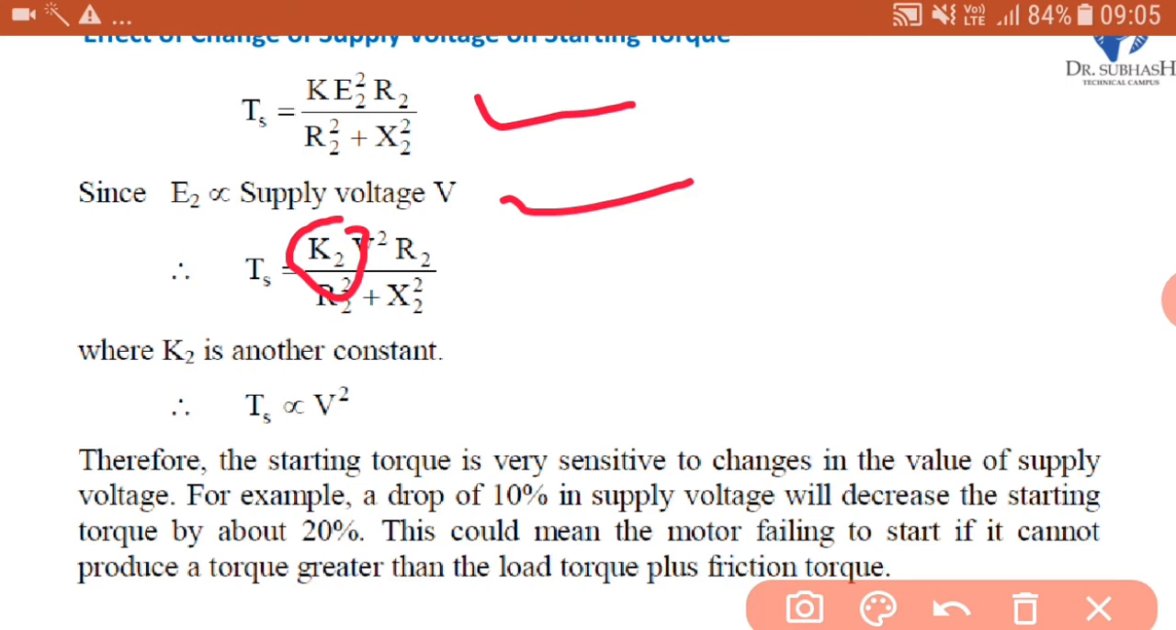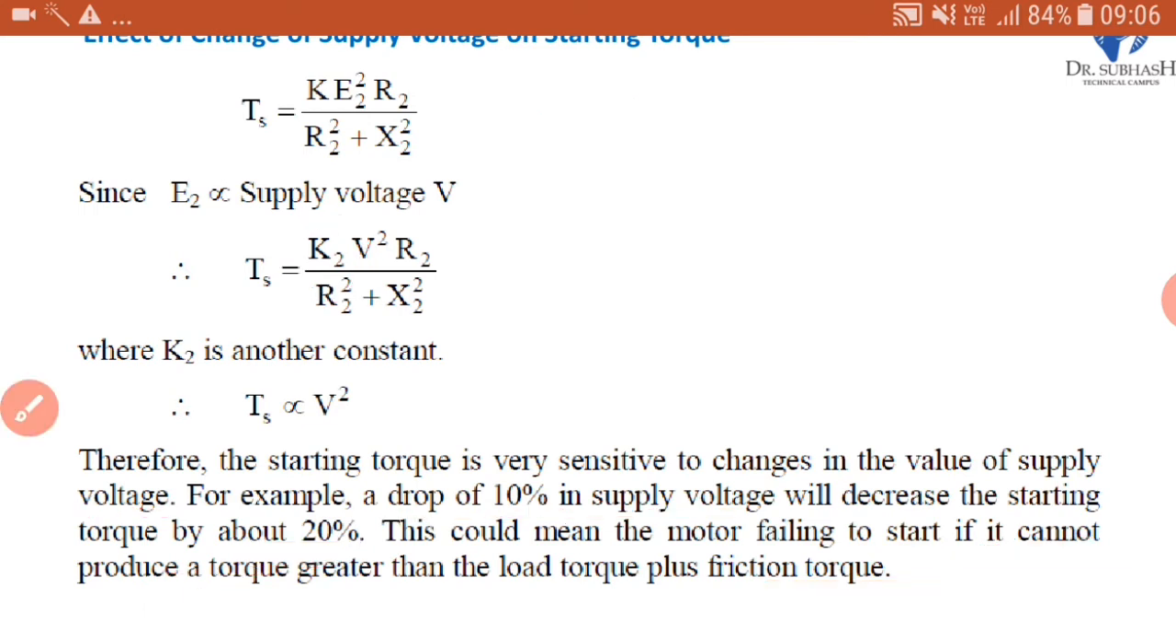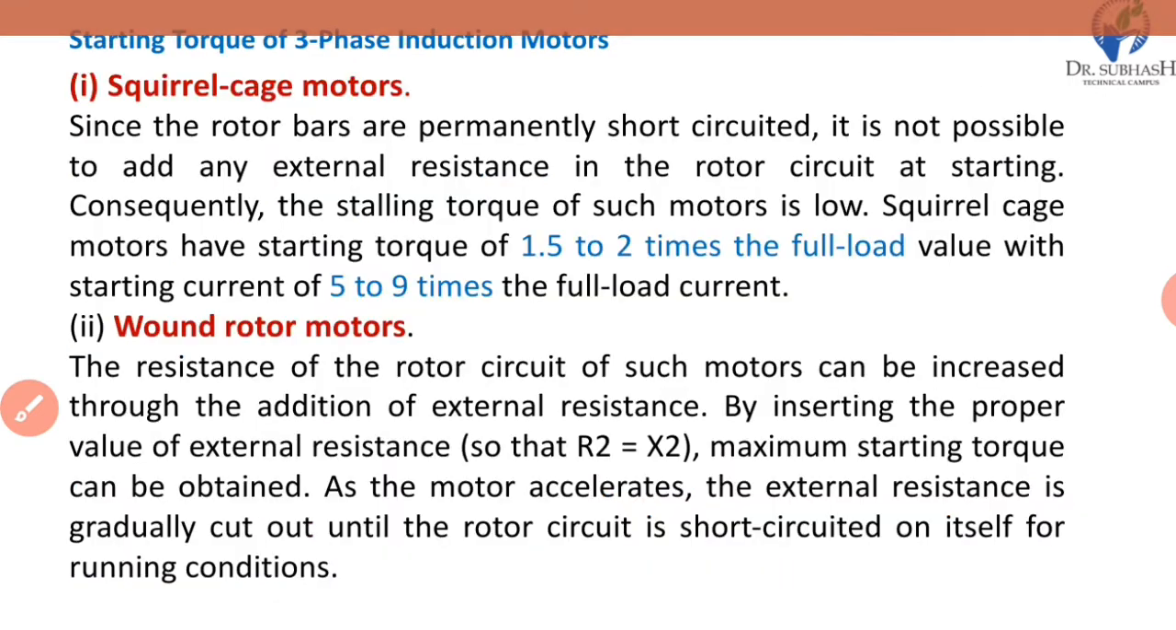Now starting torque is directly proportional to V square. All the other parameters, that is R2, X2 and K2, are constant. Therefore the starting torque is very sensitive to changes in the value of supply voltage. For example, a drop of 10% in the supply voltage will decrease the starting torque by about 20%. This could mean the motor failing to start if it cannot produce a torque greater than the load torque plus friction torque. So this is the effect of change in supply voltage on the starting torque.